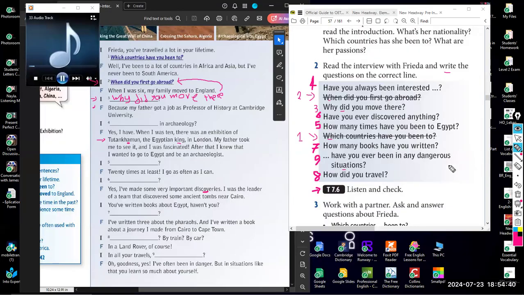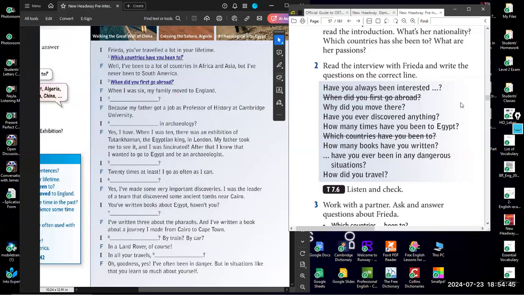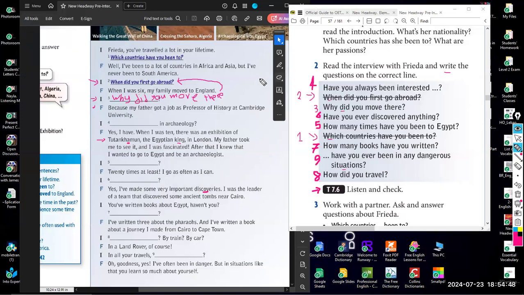Tape script 7.6. Frida Hoffmann, archaeologist and writer. Frida Hoffmann was born in Germany, but she has lived most of her life abroad. She has a passion for history and ancient civilizations. Her greatest love is Africa, and she has written several books about ancient Egypt. Frida, you've travelled a lot in your lifetime. Which countries have you been to? Well, I've been to a lot of countries in Africa and Asia, but I've never been to South America.